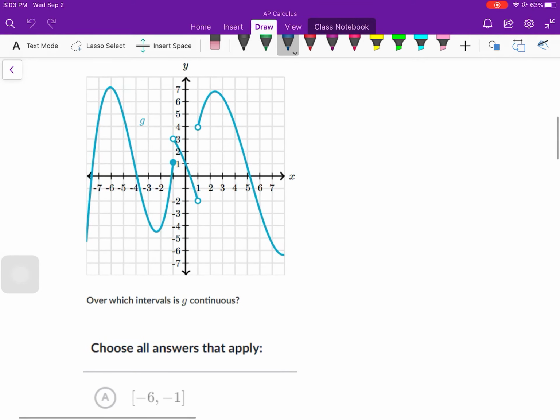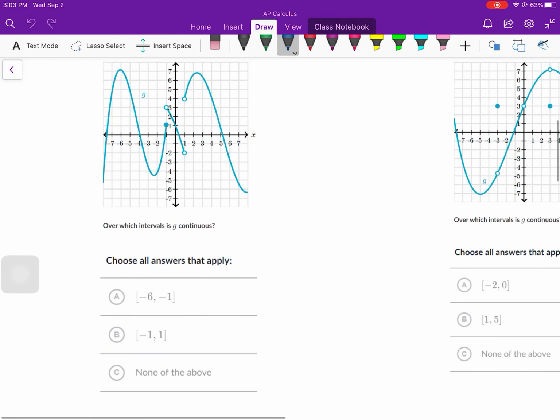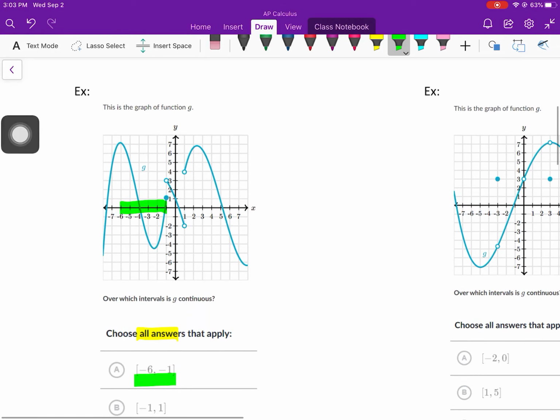Over which intervals is g continuous? We're going to look at each one, choose all that apply, so we have to look at each and every interval. Let's start with -6 to -1. From -6 to -1, do we see any types of discontinuity? Do we see a jump in here, or a removable, or a vertical asymptote? No, we don't. Now, I wanted to go over the whole thing.